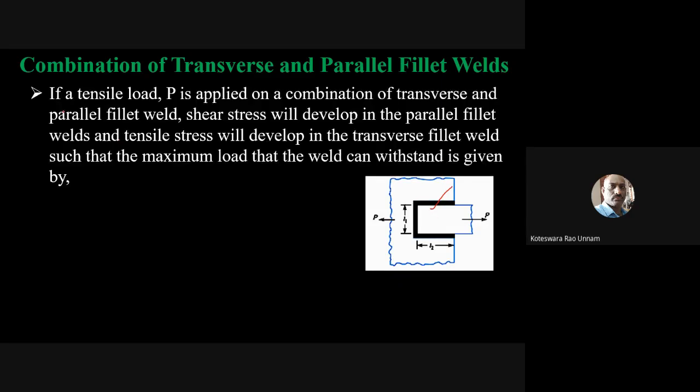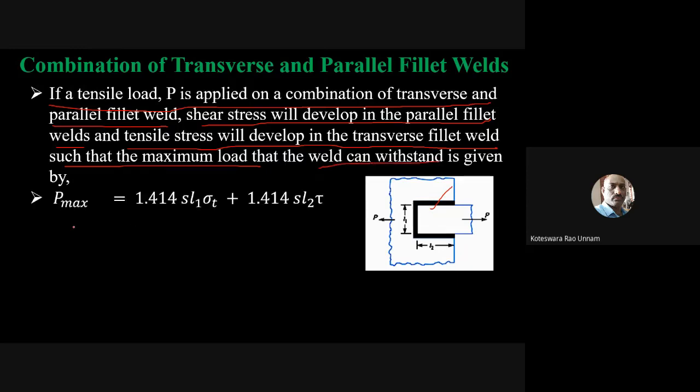So that's what I have shown here. If a tensile load P is applied on a combination of transverse and parallel fillet welds, shear stress will develop in the parallel fillet welds, which we already know, and tensile stress will develop in the transverse fillet weld, such that the maximum load that the weld can withstand is given by P max.